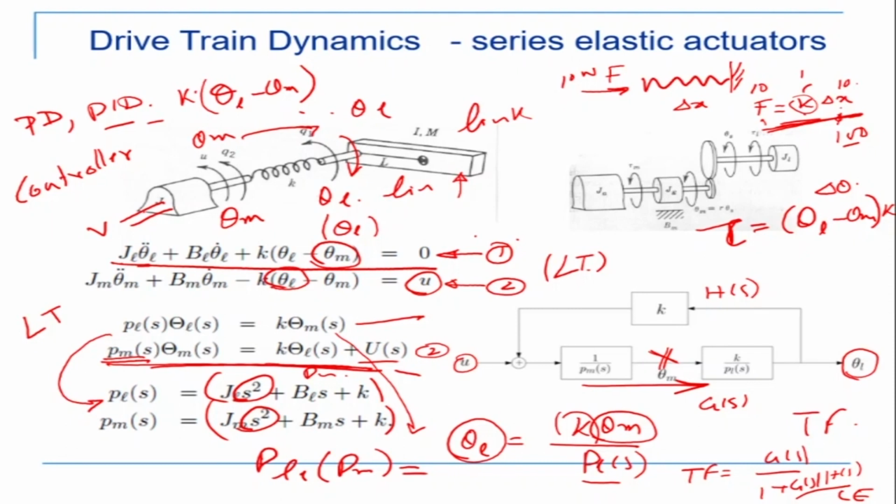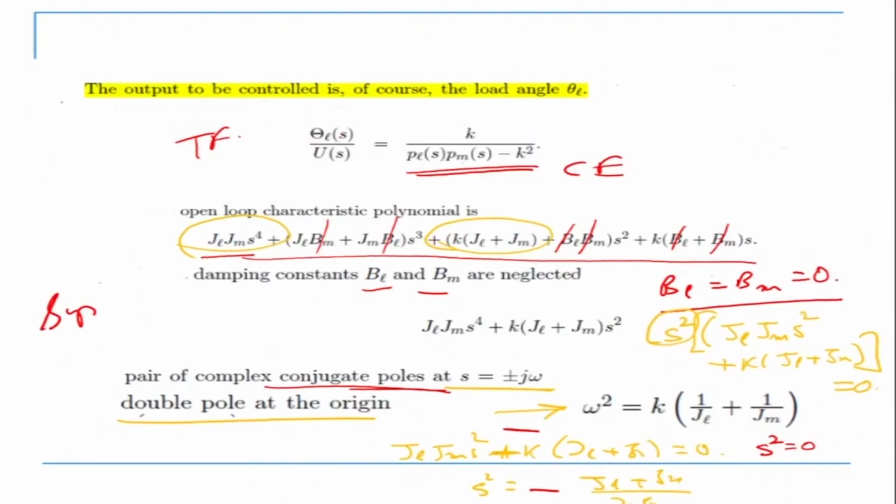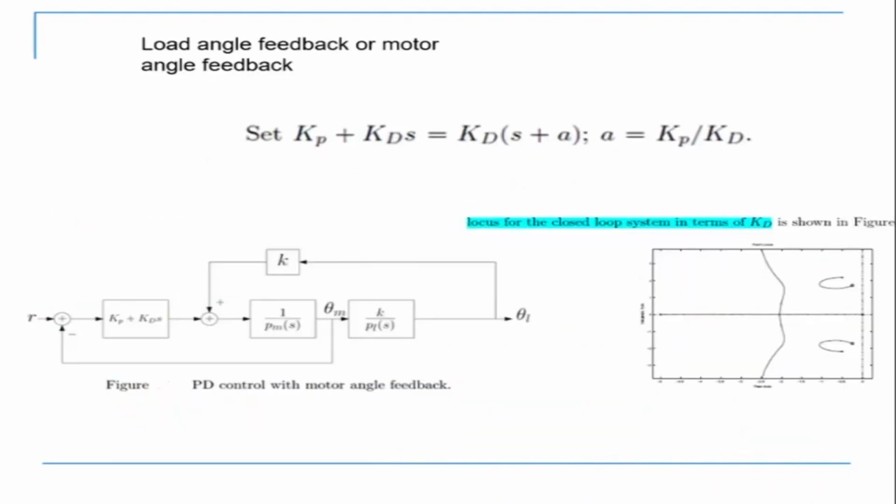Now as far as the system is considered, this is the system and the system is stable. We are seeing that although it is S raised to 4, all the roots are on the j omega axis and there are two of them at the origin. But they are stable. Now I'm putting a PD controller first. This is my PD controller, and in the PD controller it is Kp plus Kd into S. If I take Kd common, I can write it as Kd into S plus A, where A is equal to Kp by Kd.